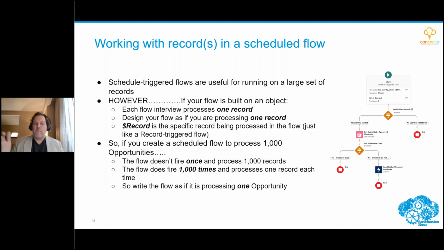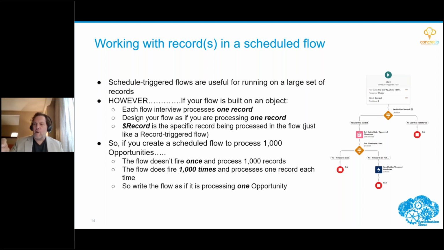Think of it as this flow fires tonight 1,000 times, and each time it fires, it runs one of those 1,000 records. So again, write the flow as if it's only processing one single opportunity. I've seen people who just didn't understand that concept, which is fine. This is all new to us. But they had a schedule triggered flow that was going to process 1,000 records. They didn't quite understand that.